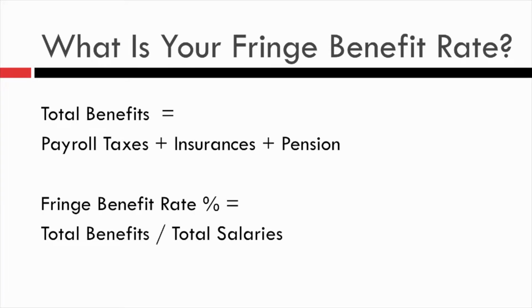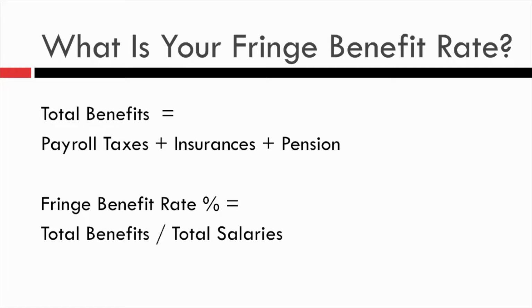So you come up with your fringe rate by taking total benefit costs and dividing them by total salaries. What you get is a percentage, and this percentage is an amount over and above the salary you pay an individual employee that the organization must incur in benefit costs to bring that employee on board.